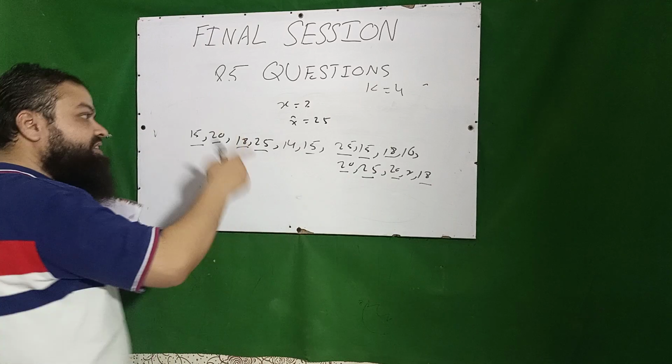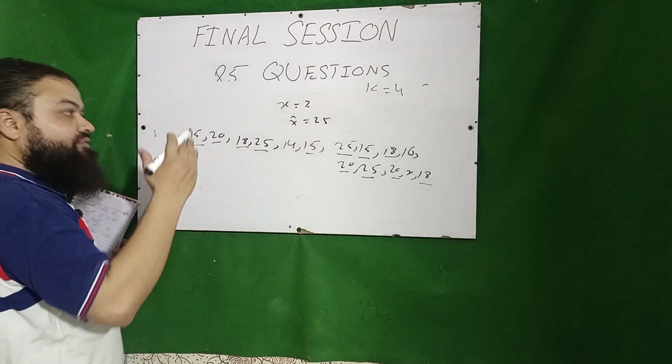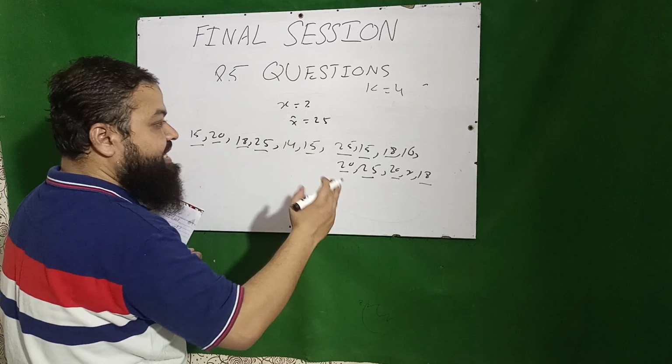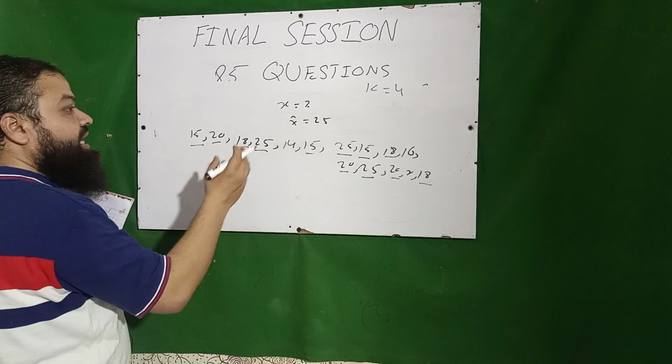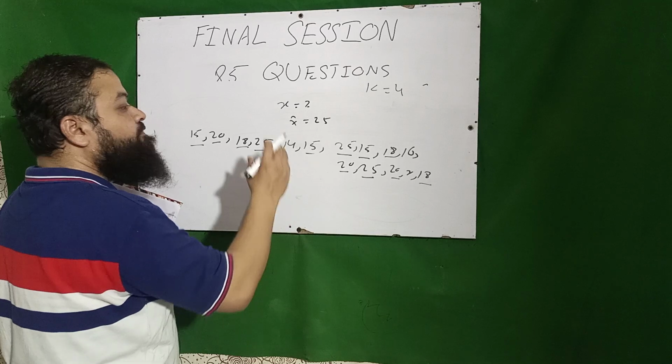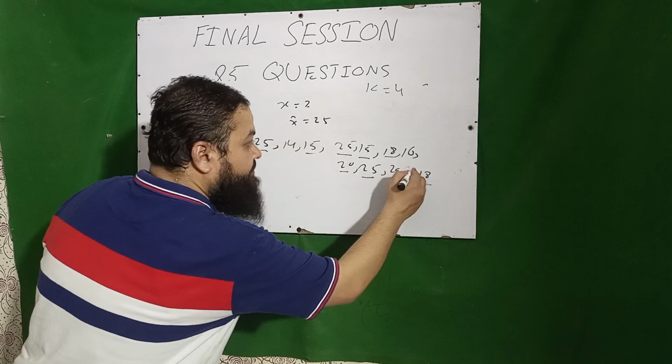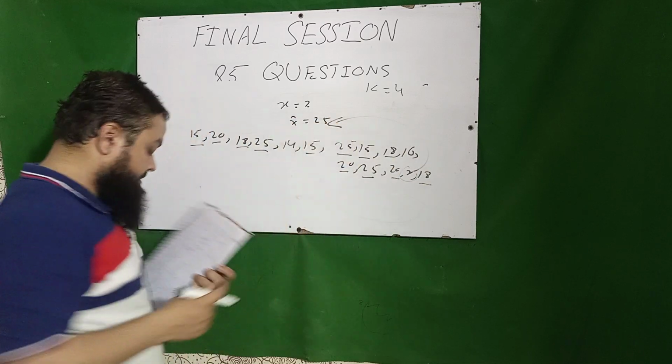3 times, and it is given mode is 25, and we know mode is the most repeated value. It means if 18, 20 and 15 are each 3 times, and 25 is also 3 times, so 25 must be 4 times because it is the mode. So X will also be equal to mode, 25. A very important one.